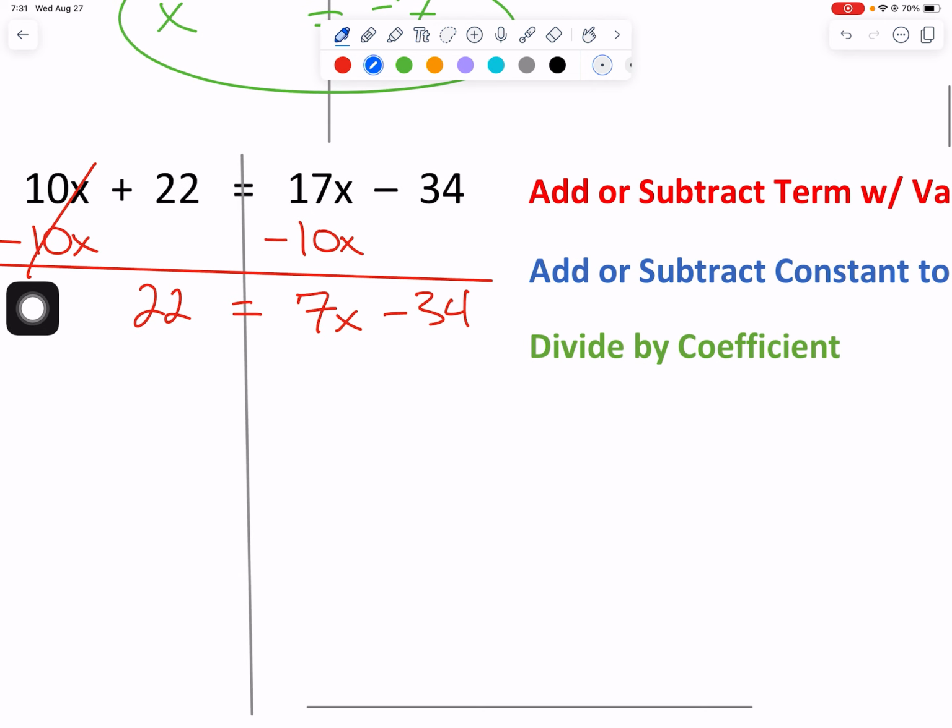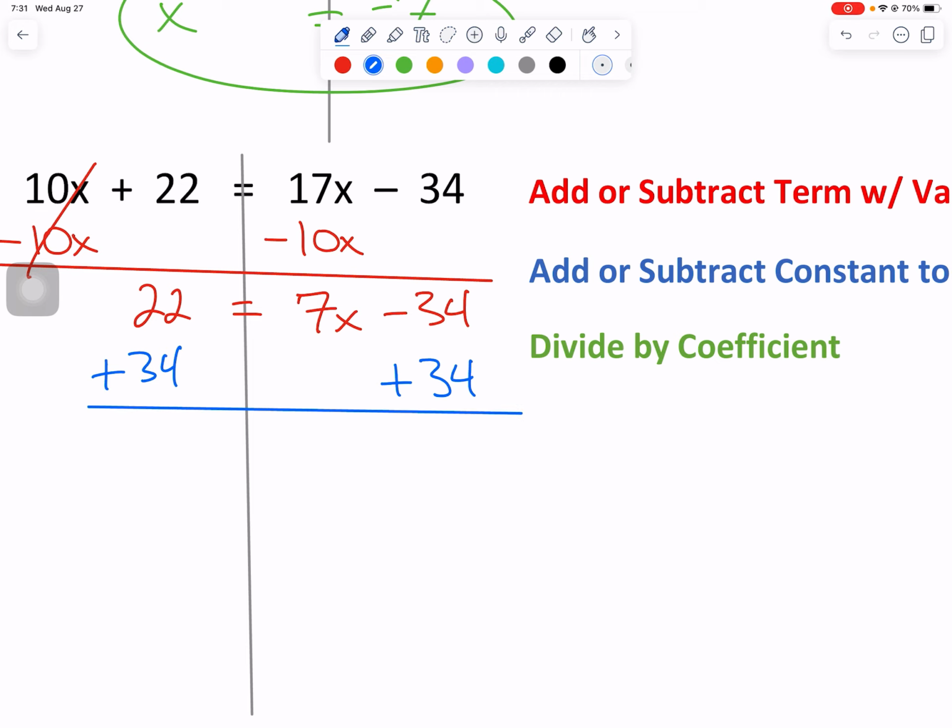So what number is hanging out with our 7x? Is it 22 on the left side or minus 34 on the right side? Yes, it is the minus 34. But this time we add, so it is positive, and what we do to one side, we do to the other. That gives us 56 equals, bring down our 7x. Negative 34 plus 34, gone.